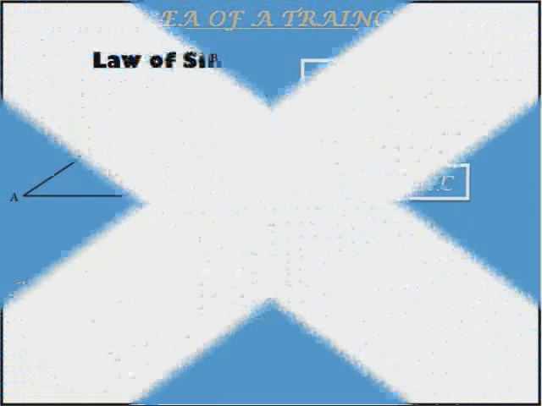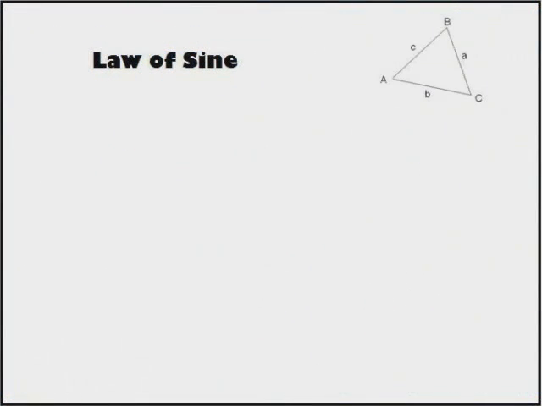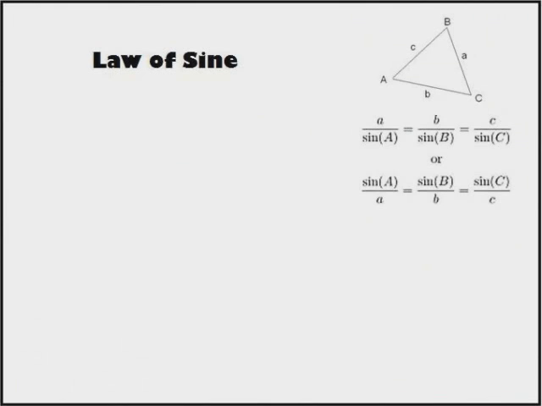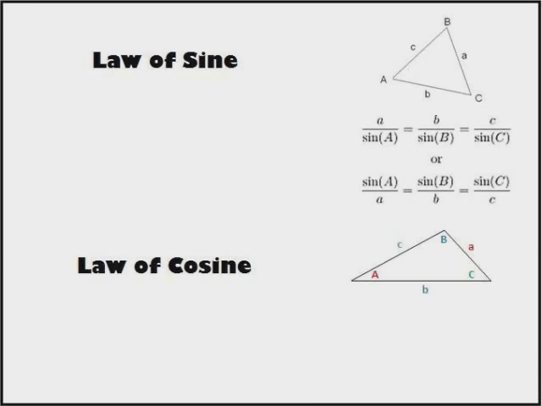We will now go over the law of sines. The law of sines states that a over sine A equals b over sine B, which equals c over sine C. The law of cosines states that a squared equals b squared plus c squared minus 2bc cosine A.